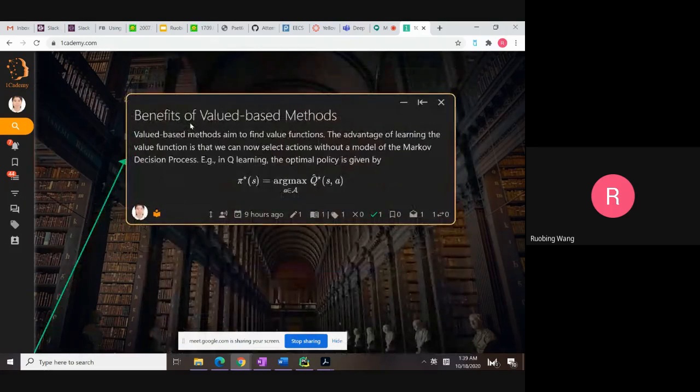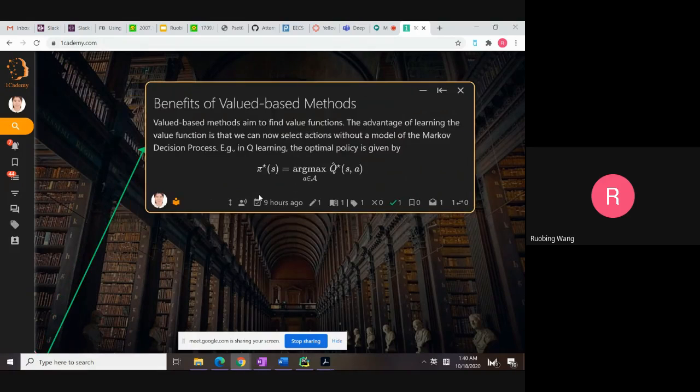So the benefit of using value-based methods is similar to the benefits of any method in the model-free category. We don't need a model of the Markov decision process to perform this method, because in Q-learning, the optimal policy is given by this formula. We only need to get S and A and nothing else. Yeah, so that is all for my presentation today.